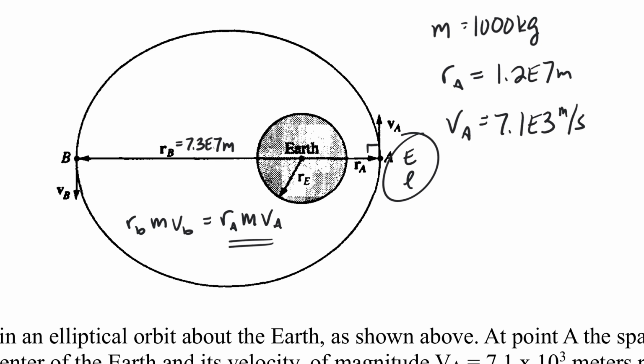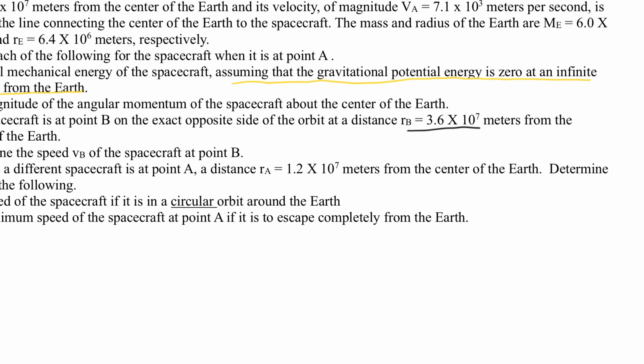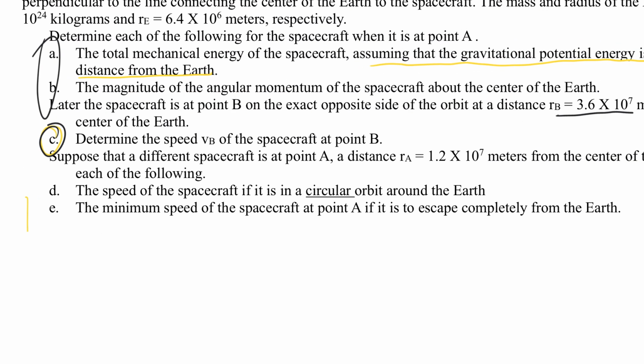The next one you should do on your own without me, because I don't think it's particularly hard, and it's one we've already done. It says the speed of the spacecraft if it is in a circular orbit around the Earth. They're talking about being at A, and how fast would the spacecraft have to be going at A to be in a circular orbit? We need this number to be able to do part E. So who needs help doing that?